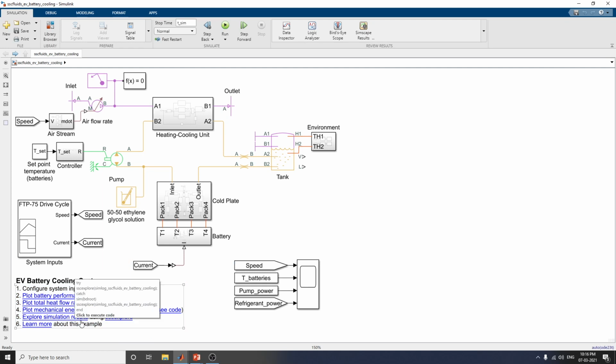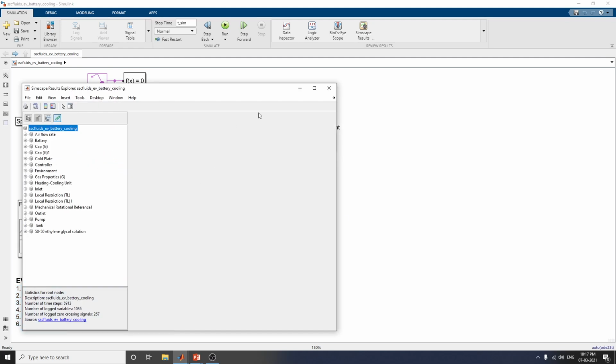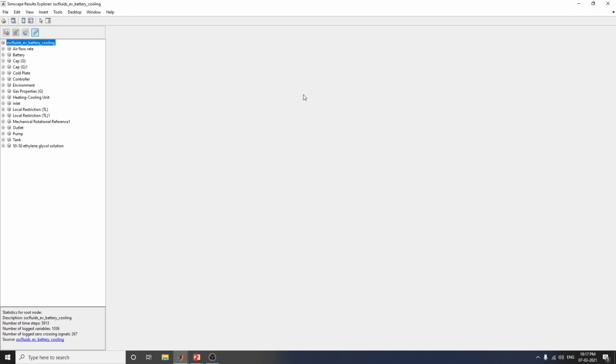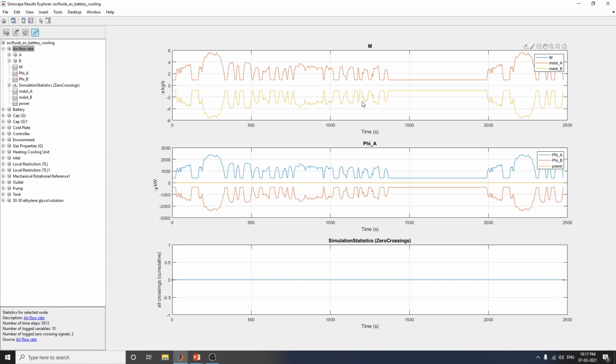Also you can see the result through Simulink SSC Explorer, that is a Result Explorer app in Matlab, that is particularly available in Simscape toolbox. Here itself each and every block you can see the simulation result in terms of Result Explorer. Here what are the blocks available, for example airflow rate, battery, cold plate, controller, environment, and gas properties. All the things we can see. For example airflow rate, if you want to see the airflow rate, you can see there is M and pi value, simulation statistics, zero crossings.